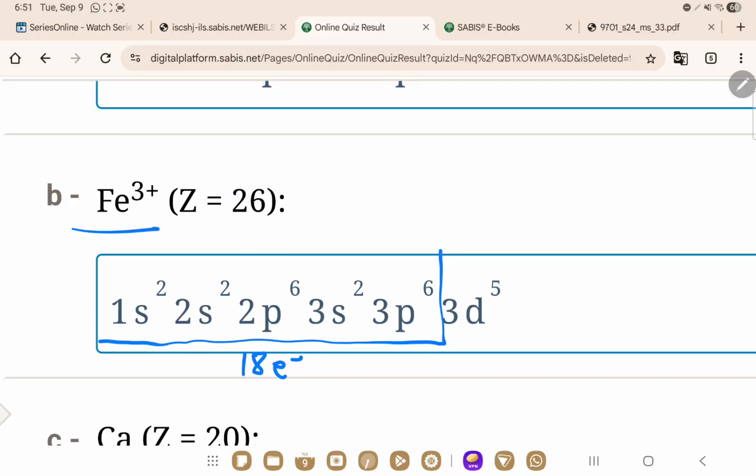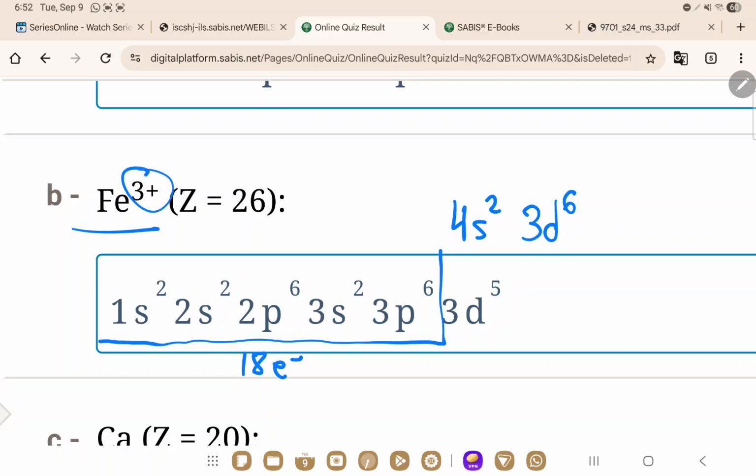26 minus 18 should be, what's it called? 2 is 20, so 26, so we need 8 more. Yeah, 8 more. So if we were to continue it normally, we start from 4s2, we need 8 more, so 3d, 8 minus 2 is 6, so 3d6. This is if we were to write it as an atom, but here it's an ion.